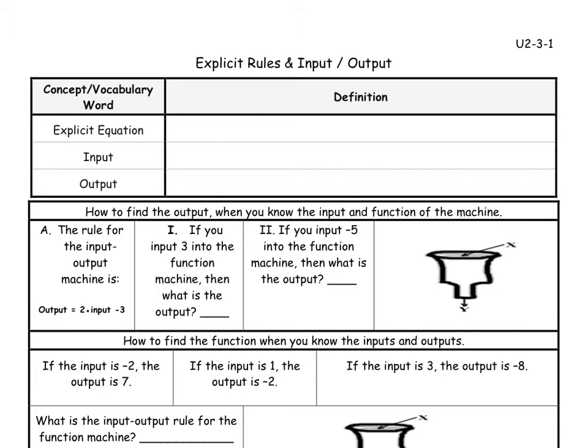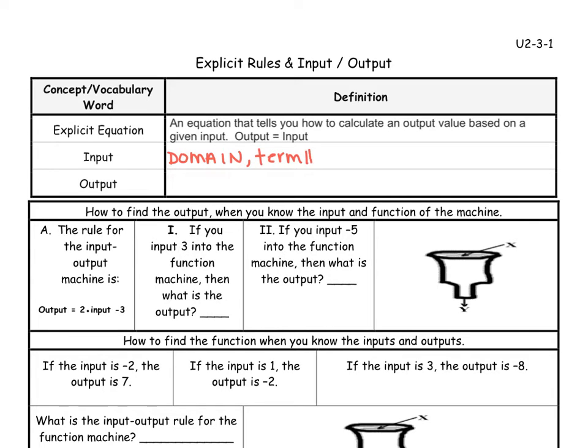So an explicit equation is an equation that tells you how to calculate an output value based on a given input. And we talked about input-output yesterday on notes number 2. So if you remember, our input, another name for that was our domain. In a sequence, it was our term number. In our table of values, it's the x values.